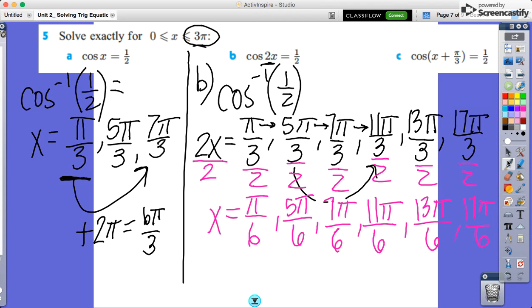So the very last thing that I want to do is check to make sure everything's in my domain, like I said it was going to be. Can I rewrite 3 pi as something over 6 so I can compare them easily? 18 pi over 6. So do I have anything in here that's smaller than 0 or bigger than 18 pi over 6? Lots. Oh wait. No. No, everything's within my domain, so I'm done.